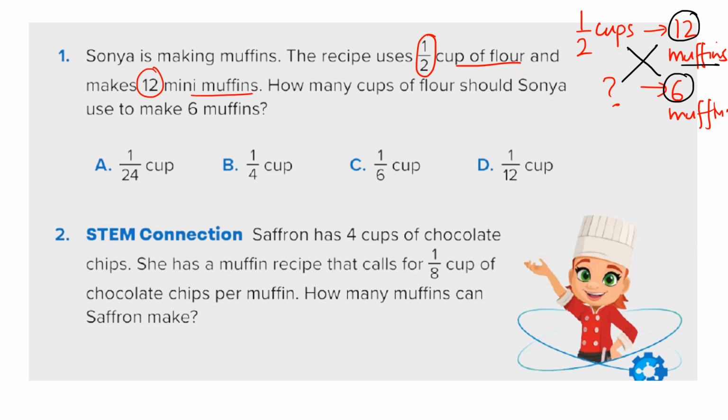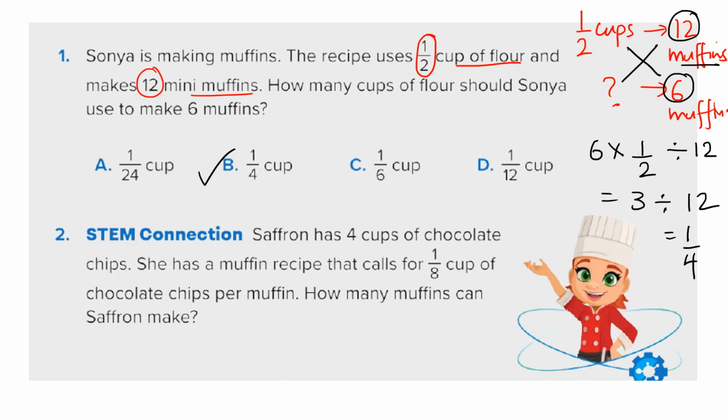Let's do with multiplication. Both methods will give you same answer. So I multiply 6 with 1 over 2 and then I divide with 12. That is also correct. So how much is this? 3 divided by 12. So 1 over 4. So what's your answer? B.